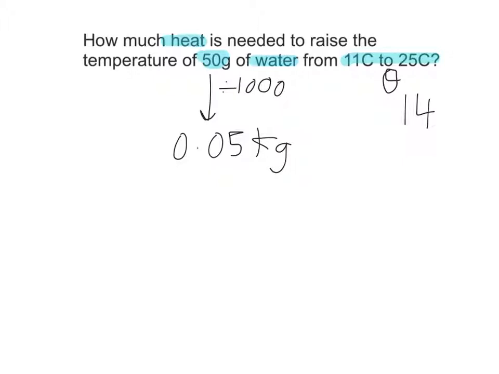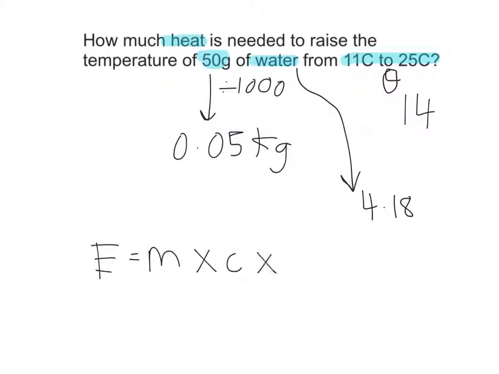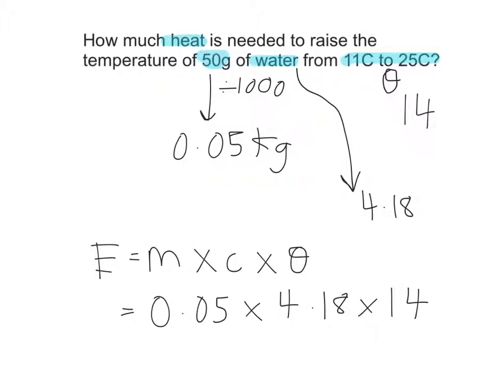It's of water, and so somewhere else in the question, if it was an exam question, it would have given you the value of the specific heat capacity of water, which is 4.18. So if our energy is equal to our mass times specific heat capacity times the temperature change, or theta, then this is going to be 0.05 times 4.18 times by 14, which is equal to 2.926. And remember, this is all in joules because it's your energy, your heat needed to raise the temperature.